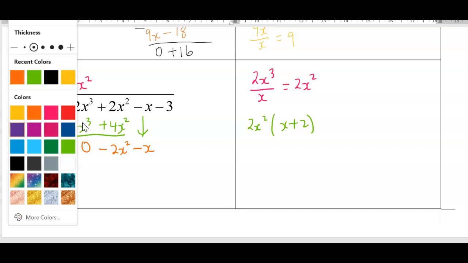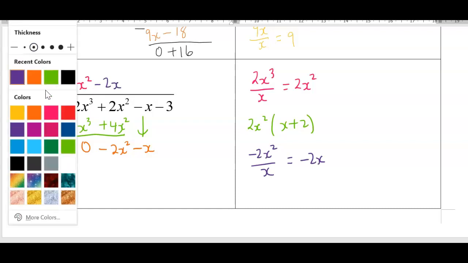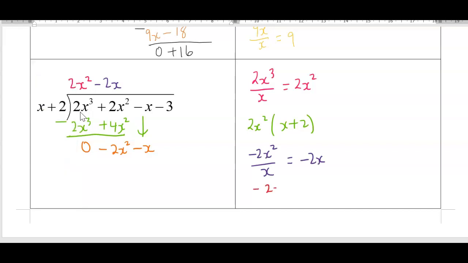So let's do it in purple. So now we've got negative 2x squared, and we're going to divide that by x. So that gives us negative 2x. All right, and then we're going to multiply it through. Just done green, let's do red. So negative 2x times x minus 2. So negative 2x times x, negative 2x squared. And then negative 2x times negative 2 is positive 4x.